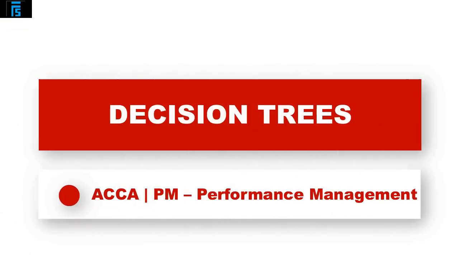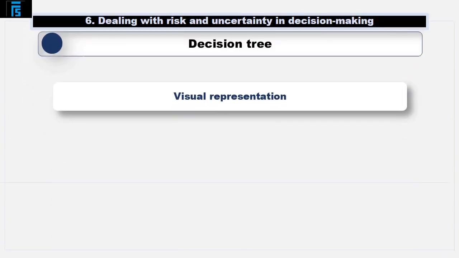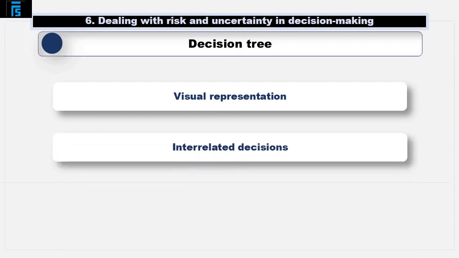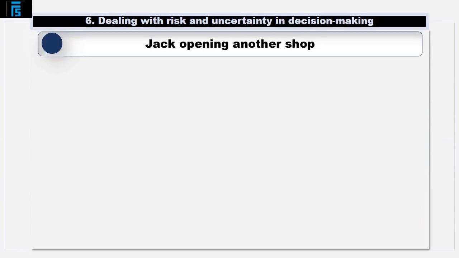In this video, we consider the use of decision trees to help us make staged decisions and to calculate the value of imperfect information such as market research. A decision tree is a visual representation of a set of interrelated decisions that shows the reader a path through from one decision to the next. Let us consider a simple example.